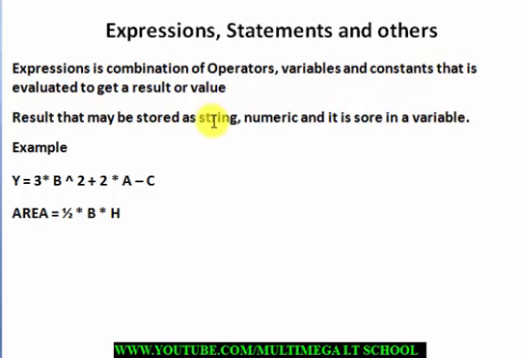So what is an expression? An expression is a combination of operators, variables and constants that is evaluated to get a value. The result may be a string or numeric value, and it is stored as a variable. What this explanation is simply telling us is that expressions are mathematical operations like this that return a value.